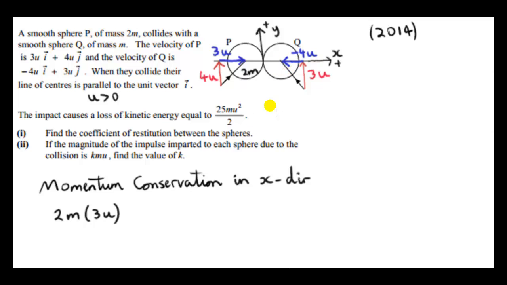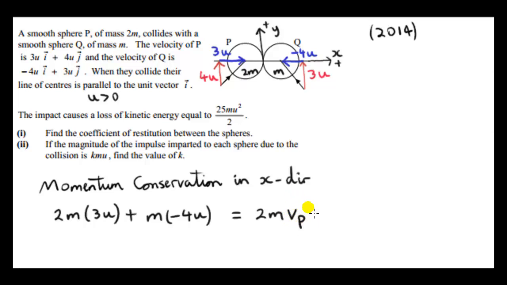We want to add to that the momentum of sphere Q in the x direction. Now its mass is m, so we multiply its mass by its velocity. Its velocity is negative. So this must equal the total momentum of the two spheres after the collision. So let the velocity of sphere P be v sub P. So its momentum is its mass, which is 2m, times Vp.